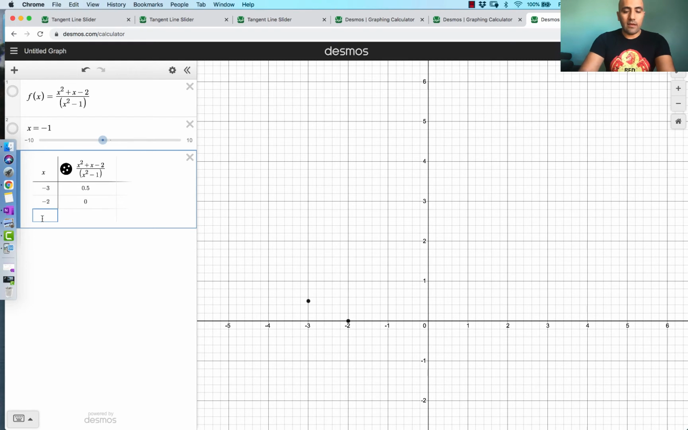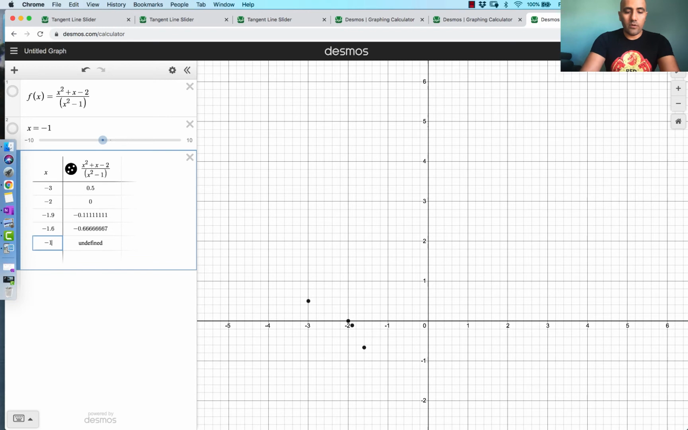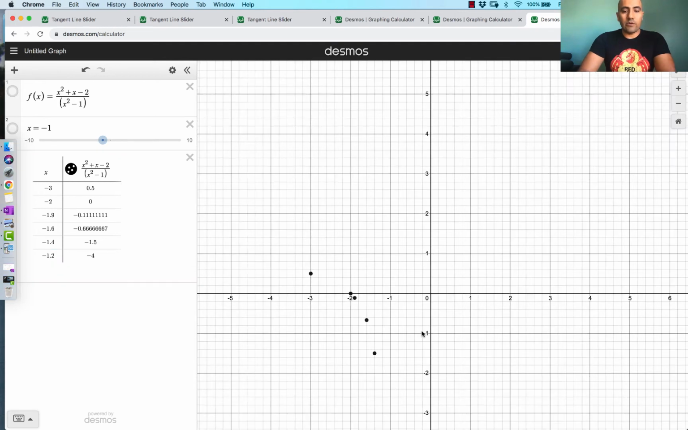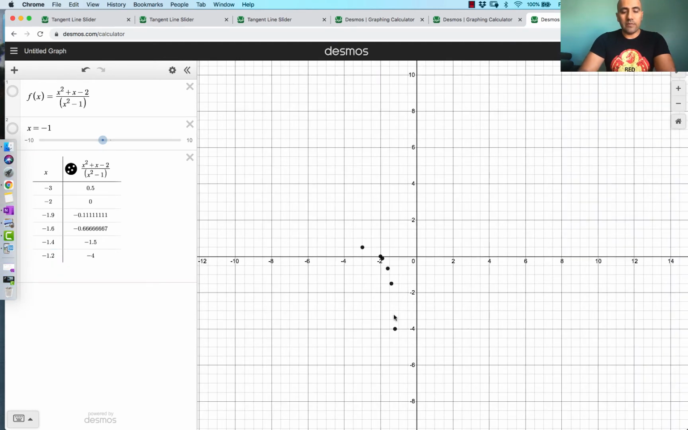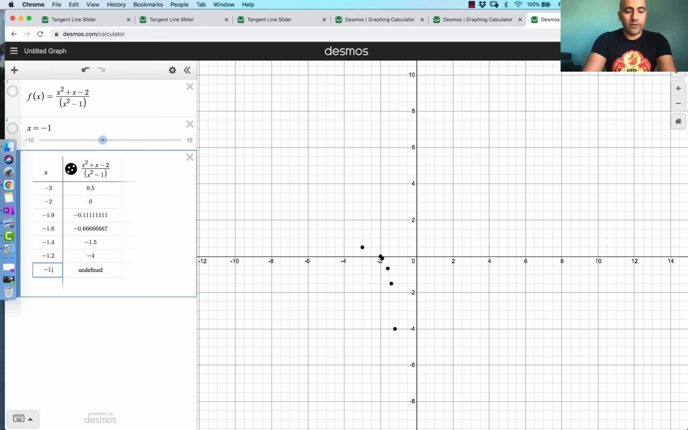Okay, and then how about -1.9? How about -1.6? How about -1.4? About -1.2? Okay, so we can see where this is going. Let's zoom out a little bit. We can see that this seems to be heading in that direction. We plug in just a couple more values just to confirm. -1.1. Okay, there it is.